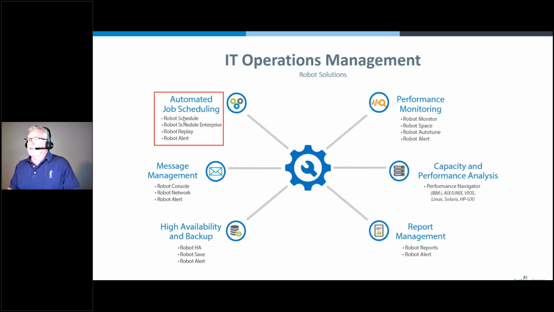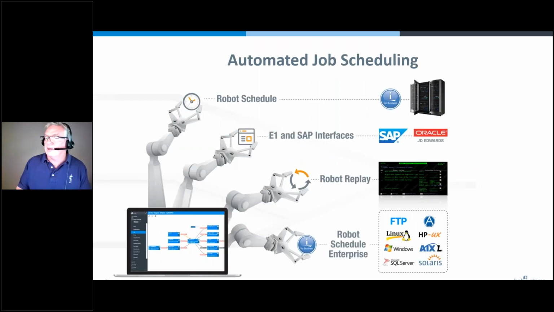Today, we're going to focus on Robot Schedule, Schedule Enterprise, Replay maybe a little bit. We'll talk about that just at a high level, and then Robot Alert. This is kind of our scheduling solution and how this all works. So this is put together with Robot Schedule running on IBM i. It can be run 100% from a green screen if you want.